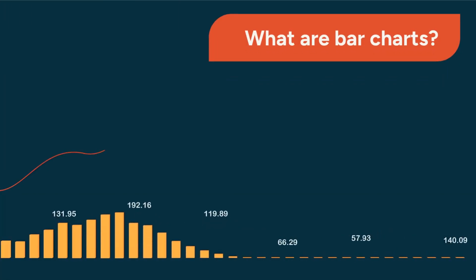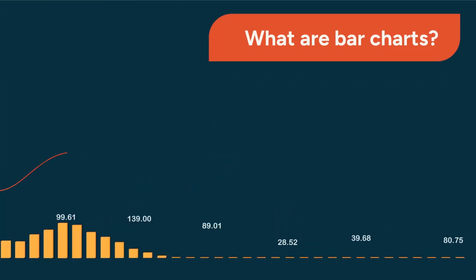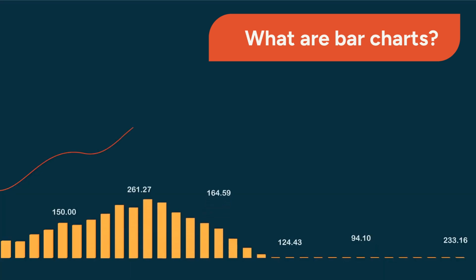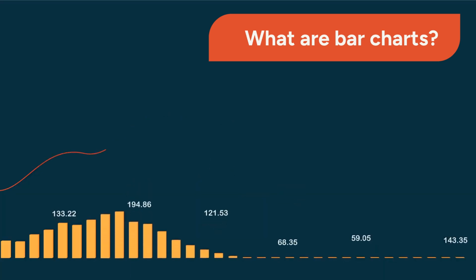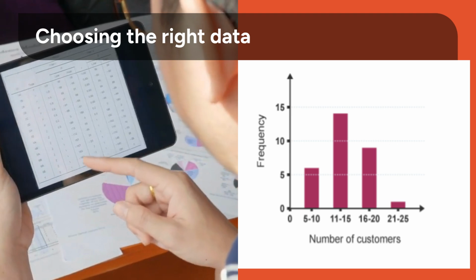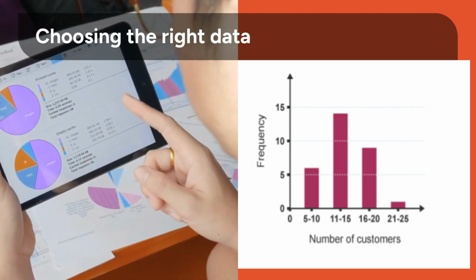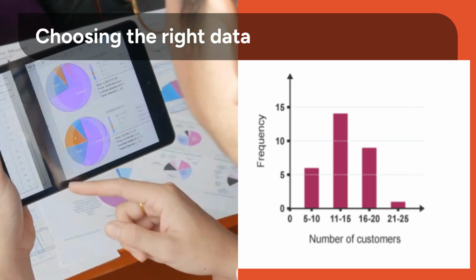Bar charts are a type of graph that uses bars to represent data. Each bar represents a category or value, and the length of the bar corresponds to the quantity or frequency of that category or value. When choosing the right data for your bar chart, it's important to consider factors such as the purpose of the chart, the audience, and the availability of data.